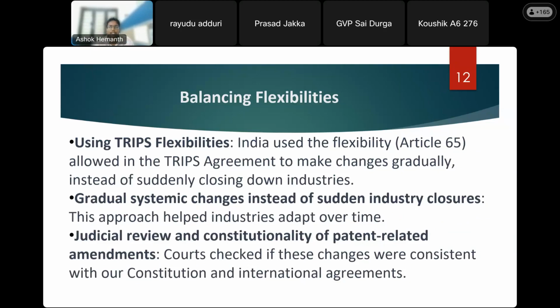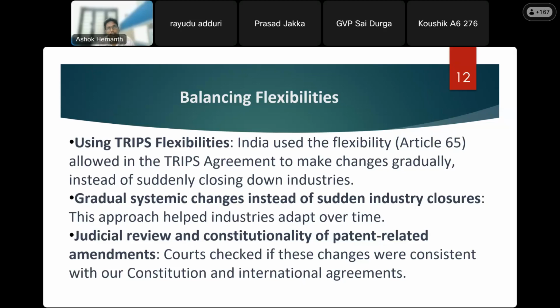So for that reason, in the TRIPS agreement, some minimum standards everybody has to follow. Apart from that, some flexibility they have given. Based on the flexibility, based on the country's wish, they can change things. Those flexibilities are very important, and we're going to discuss them in further classes under section 3 of the Patent Act. Those are non-patentable subject matter, which will be taken by Dr. Anindya Rai Chaudhary. So these flexibilities are there.